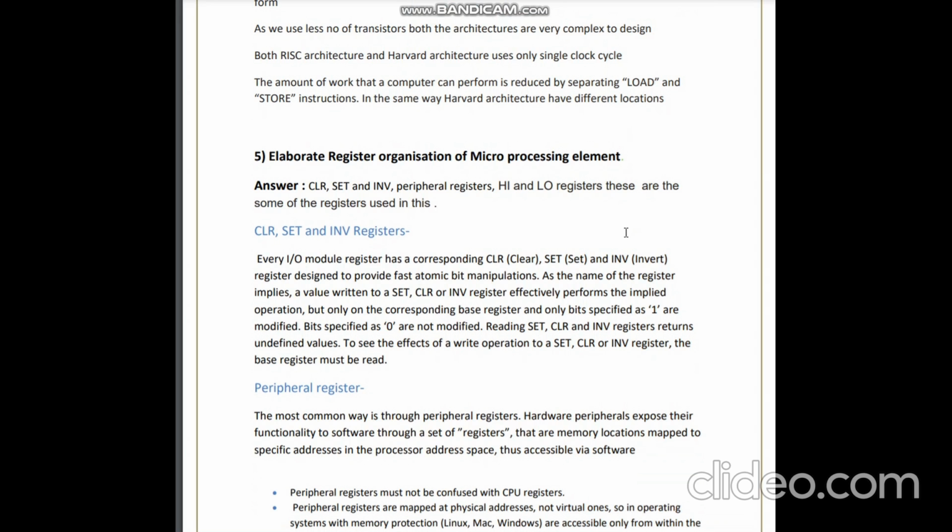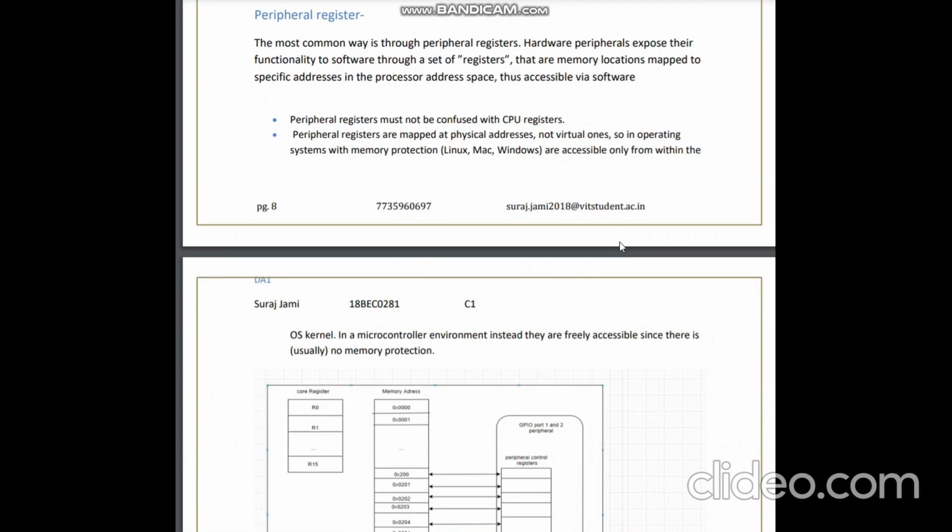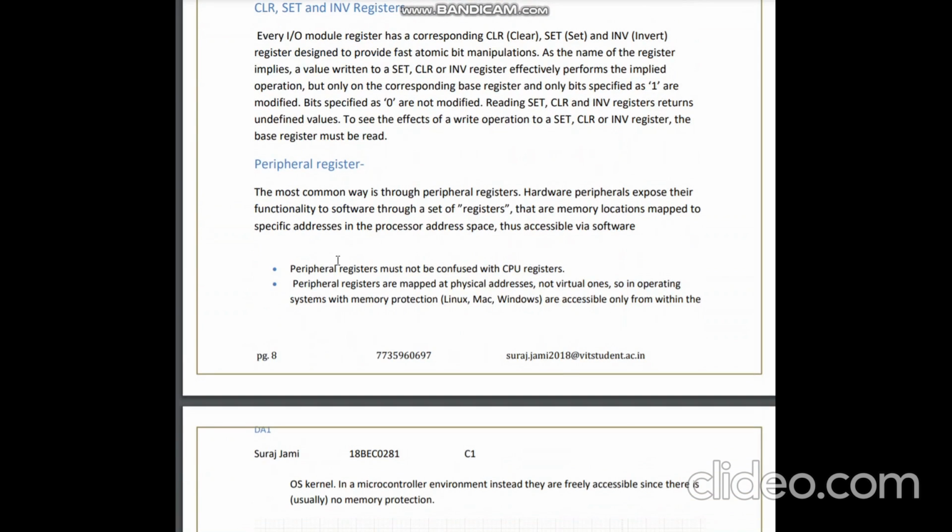So let's go to the peripheral registers now. The most common way is through peripheral registers. The hardware peripherals expose their functionality to software through a set of registers that are memory locations mapped to specific addresses in the processor address space, thus accessible via software. Peripheral registers must not be confused with CPU registers. They are not CPU registers. Everybody confuses peripheral registers with CPU registers.